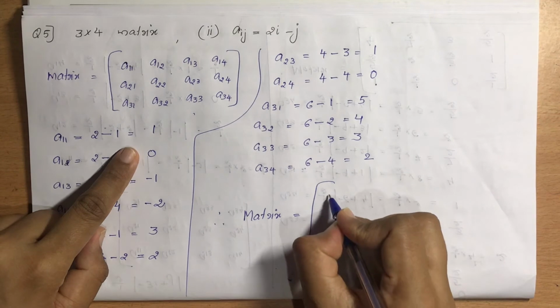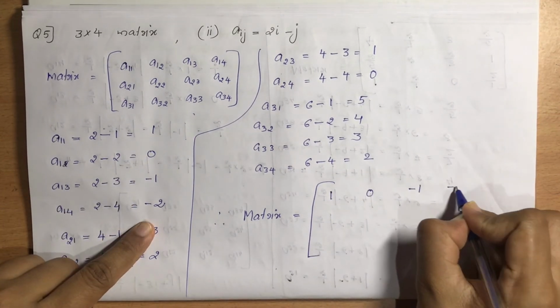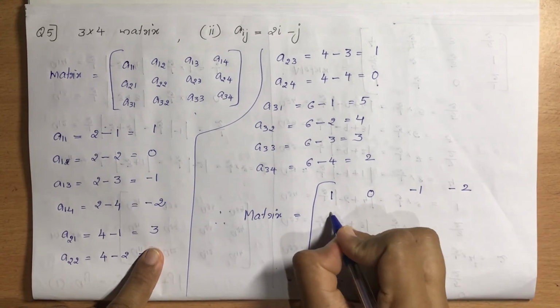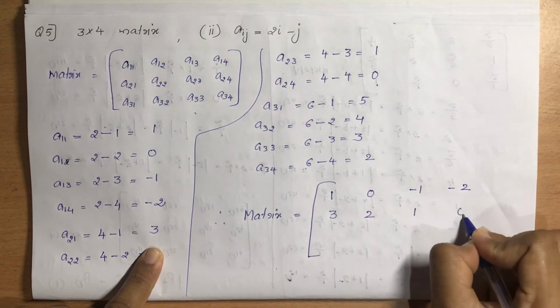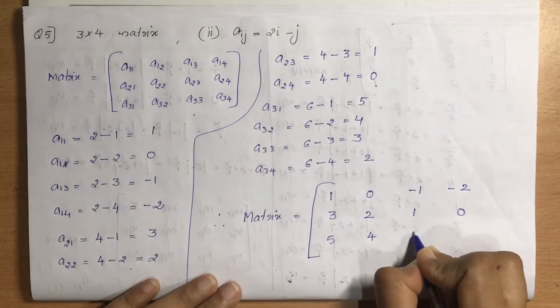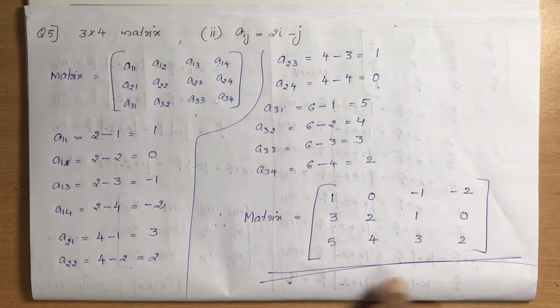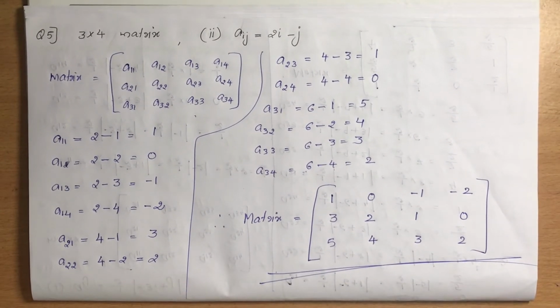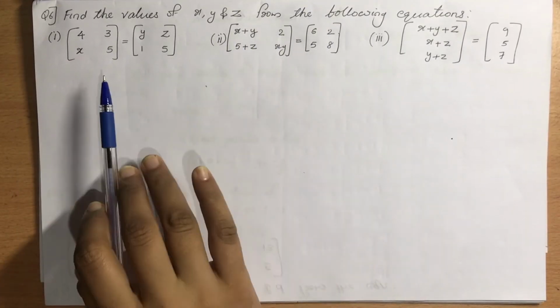First row is 1, 0, minus 1, minus 2. Second is 3, 2, 1, 0. And third row is 5, 4, 3, 2. This is a 3 by 4 matrix. Find the value of x, y and z from the following equation.